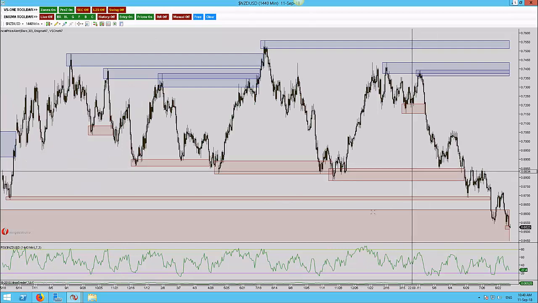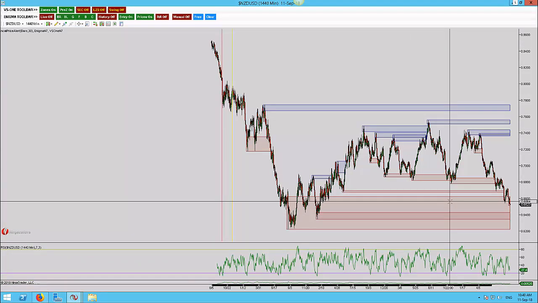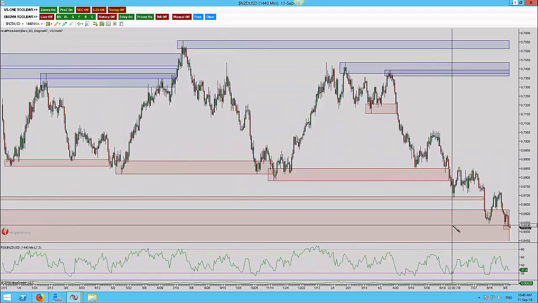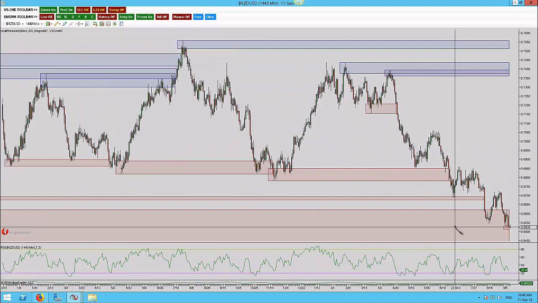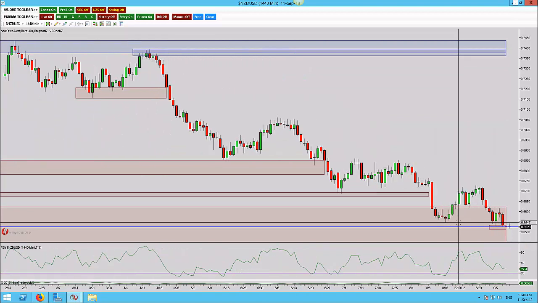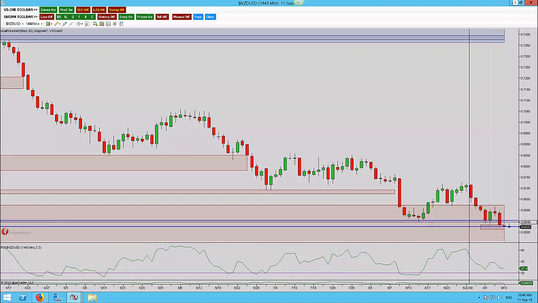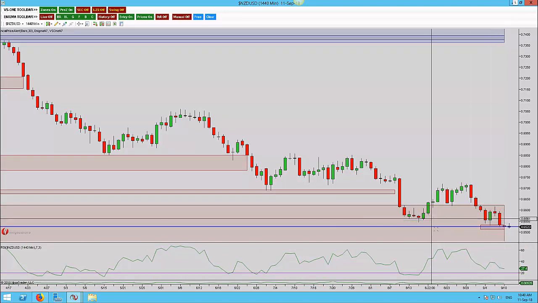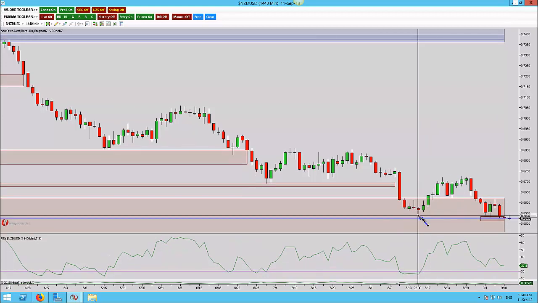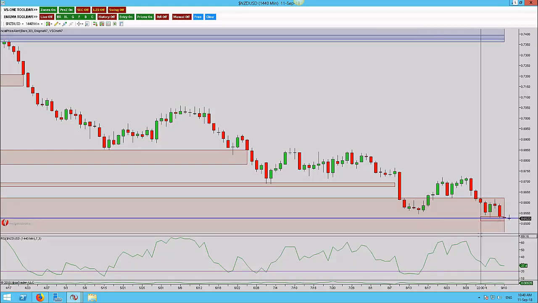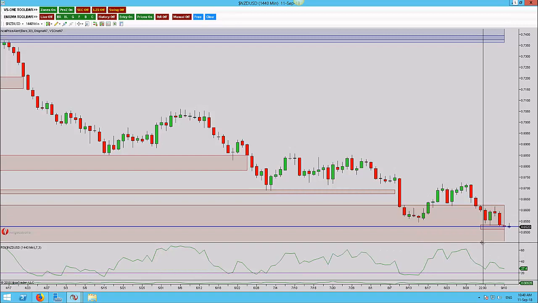So here we are on the daily time frame, and if I just put a structure level in where we're currently trading at, what I'm just going to do is zoom in, and you'll see that we recently put in a new low. So this was the low, but we've actually closed and broken below.